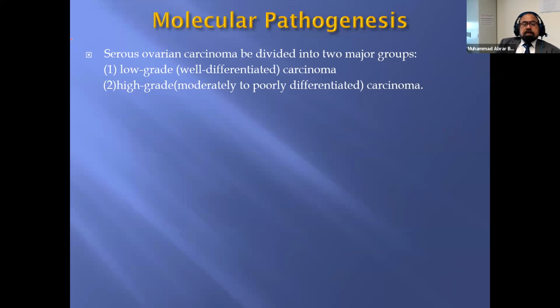Now, they say that serous ovarian carcinoma can be divided into two main groups. When we were students, there were three groups: mild, moderate, and severe type of carcinoma. Then they became well differentiated, moderately differentiated, and poorly differentiated. Now, according to the new books, they have converted these to low grade and high grade. In low grade, all those which are well differentiated come under low grade. In high grade, all the moderately and poorly differentiated carcinomas come under the heading of high grade. So they have divided these into two major groups.